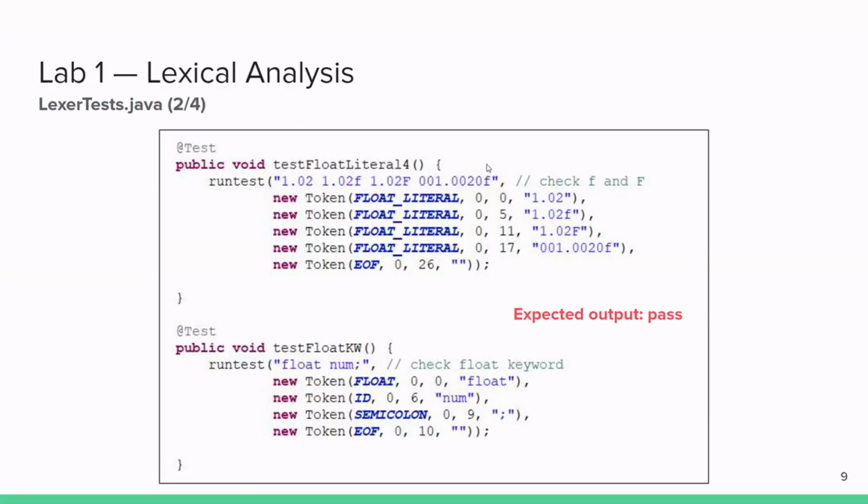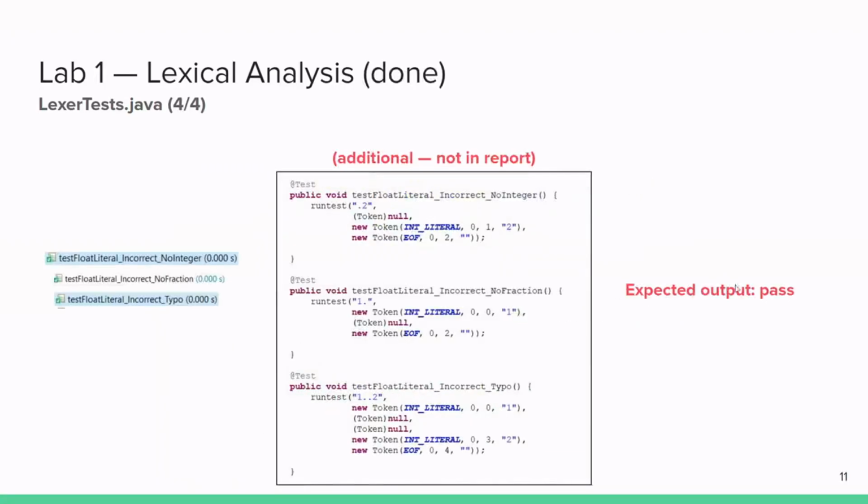Here are some more test cases that should pass. So over here, in this first example, we are checking for the small f and big F. And in the next example, we are checking that the float keyword is recognized correctly.